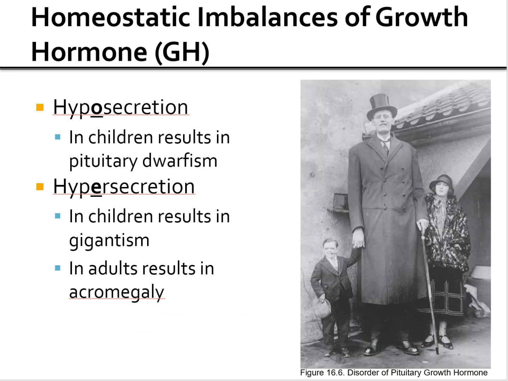Now, when we look at homeostatic imbalances associated with growth hormone, we have a hyposecretion, hypo meaning a decrease in growth hormone. If you have a deficiency in growth hormone in infancy or early childhood, this will result in something called pituitary dwarfism. There are hundreds of types of dwarfism. This is just one of those many types, and it results in an individual with a very short stature.